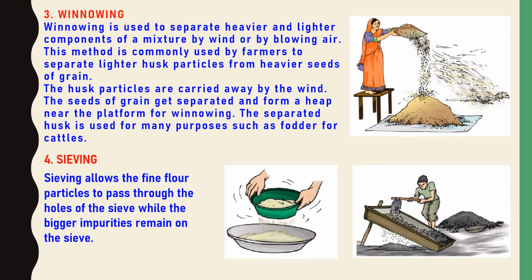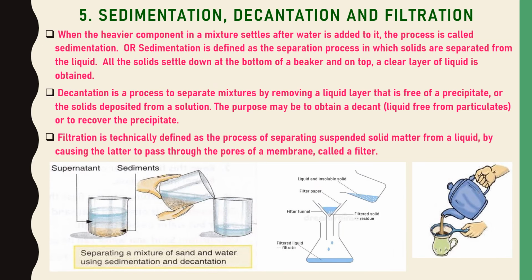So I hope it is clear to you. So moving further towards the next process, that is sedimentation, decantation and filtration. So what is sedimentation? It's a very simple process, students. You can just simply see here in the diagram as well. When the heavier component in a mixture settles after water is added to it, then the process is called sedimentation.